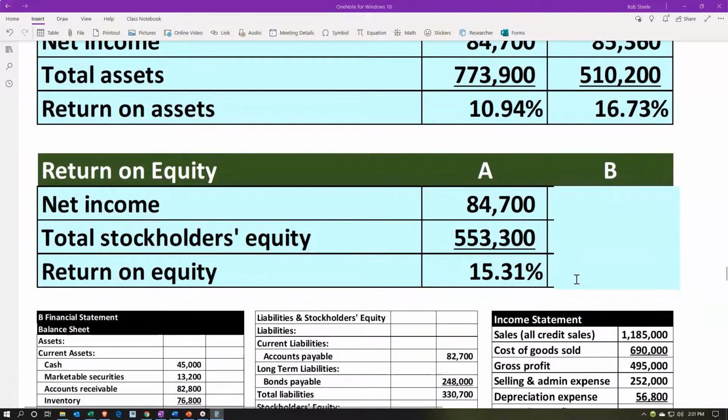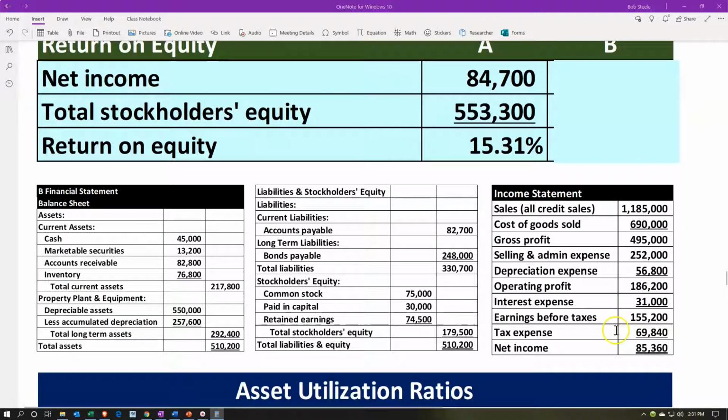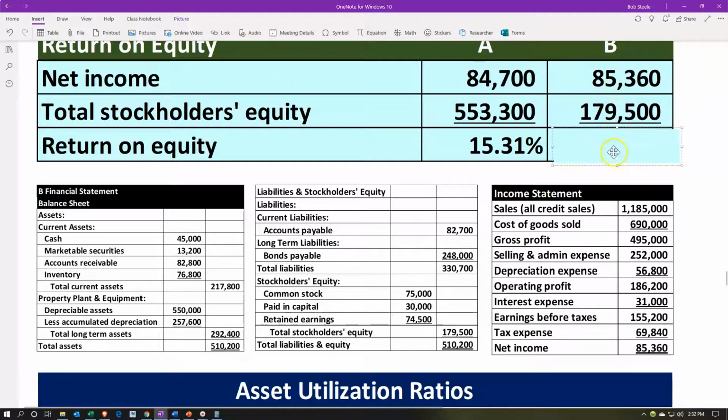B is better here. Then we've got the return on equity, which means we're going to be comparing the net income, so income statement number, to the equity section. So here's the equity section of the balance sheet. So if we compare that out, we're going to say the net income compared to the equity section of the balance sheet for B.